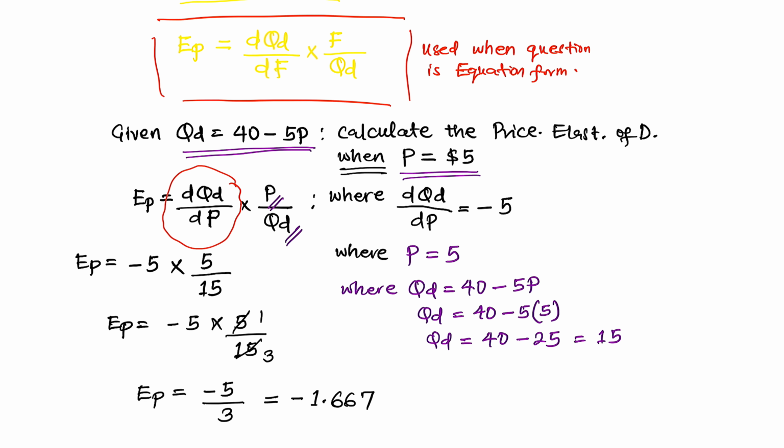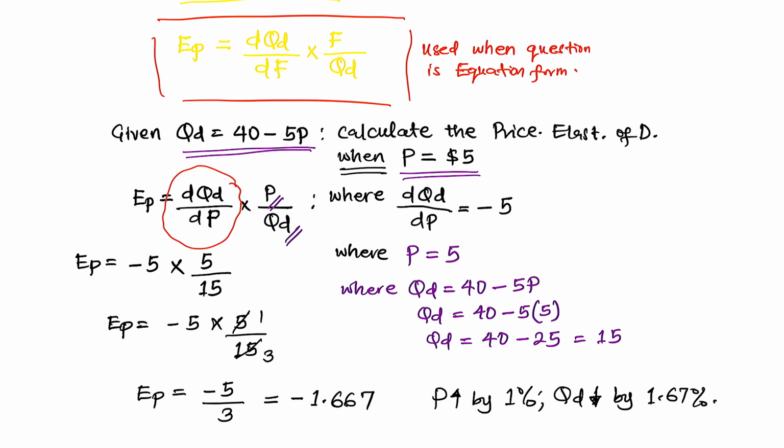This simply means if price increases by 1%, quantity demand will decrease by 1.67%. And this completes the first part, which is point elasticity of demand.